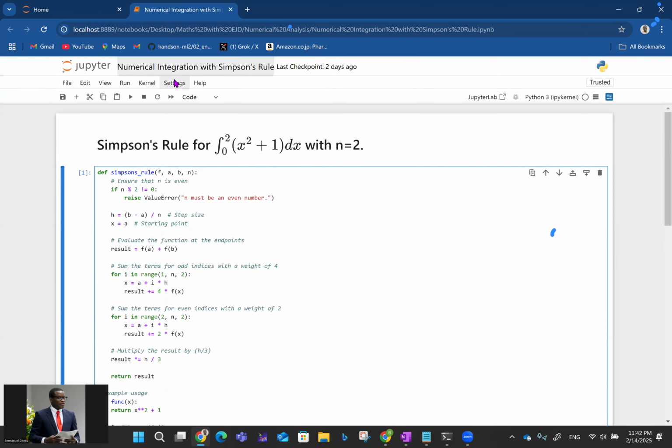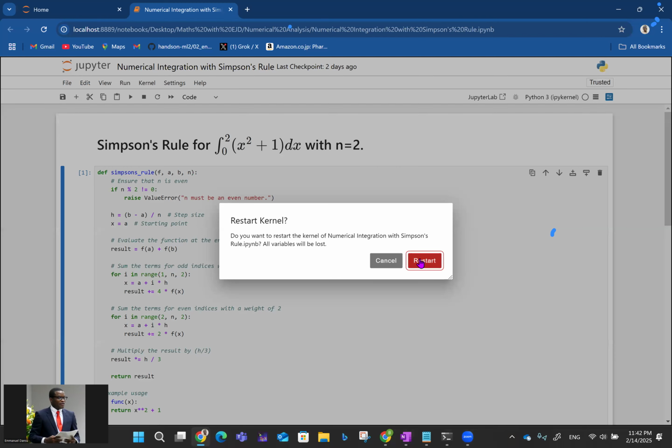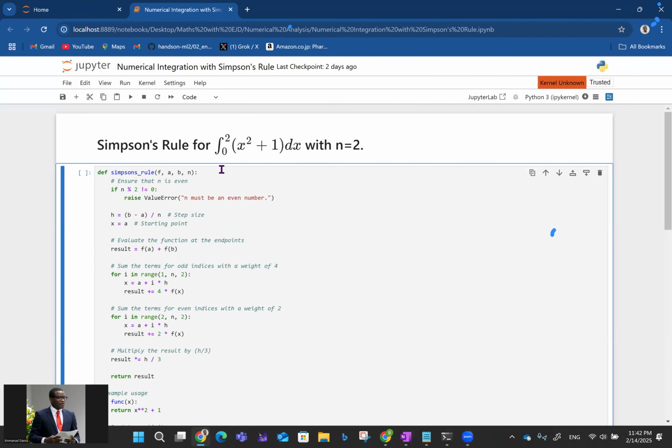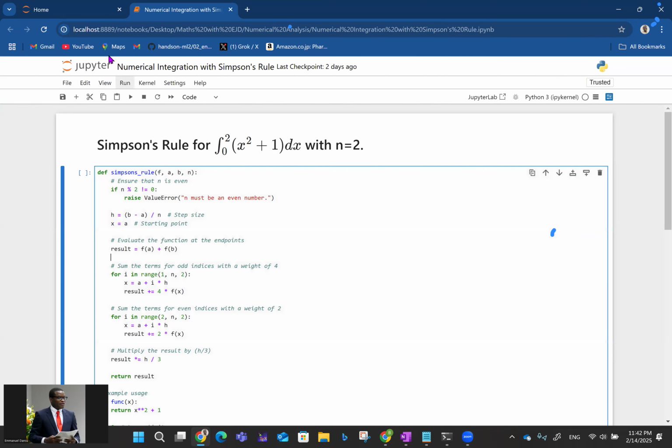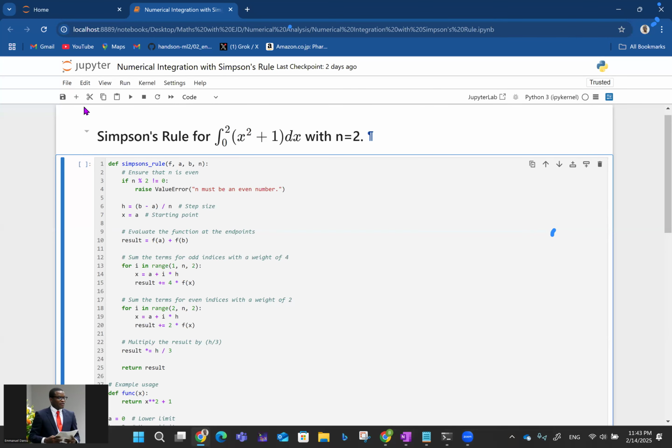So imagine here now we are looking at Simpson's rule for the integral from 0 to 2 of x squared plus 1 dx with n equals 2. I like to show line numbers so I can make easy reference. So we start with a function, we define Simpson's rule, you define the function, the lower limit, the upper limit, and the number of subintervals, right? So if n mod 2 is not equal to 0, because n must be an even number, we have to put this condition in line 3.